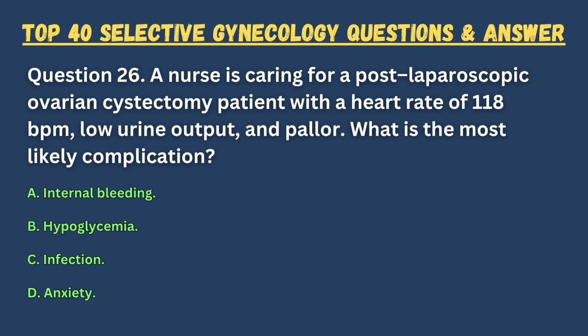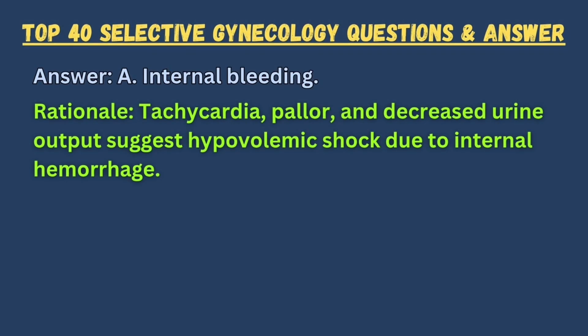Question 26. A nurse is caring for a laparoscopic ovarian cystectomy patient with a heart rate of 118 bpm, low urine output, and pallor. What is the most likely complication? A. Internal bleeding. B. Hypoglycemia. C. Infection. D. Anxiety. Answer: A. Internal bleeding. Rationale: tachycardia, pallor, and decreased urine output suggest hypovolemic shock due to internal hemorrhage.